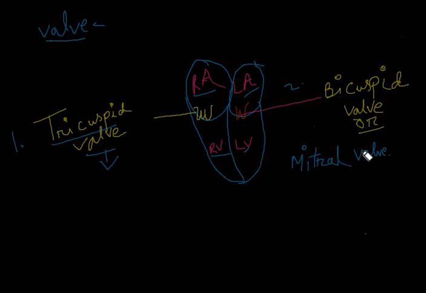And we have to know the other names of the bicuspid valve. Sometimes the question comes as mitral valve, then we have to understand that mitral valve and bicuspid valve are the same thing. The other name of the bicuspid valve is the mitral valve. What is the function of this valve? This valve prevents the backflow of blood in the human heart.